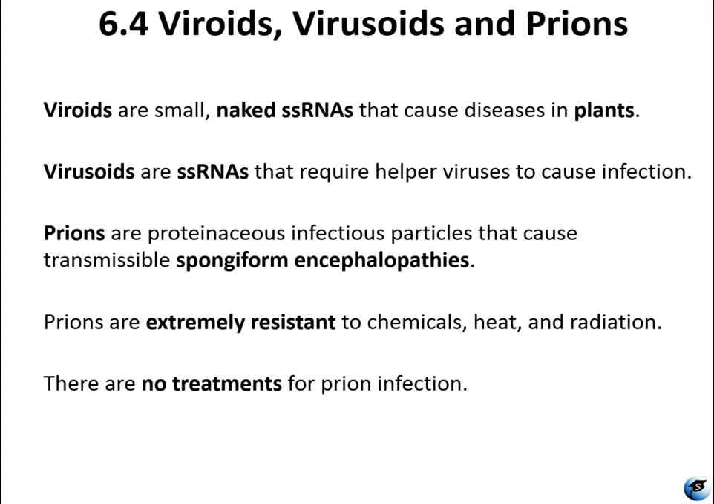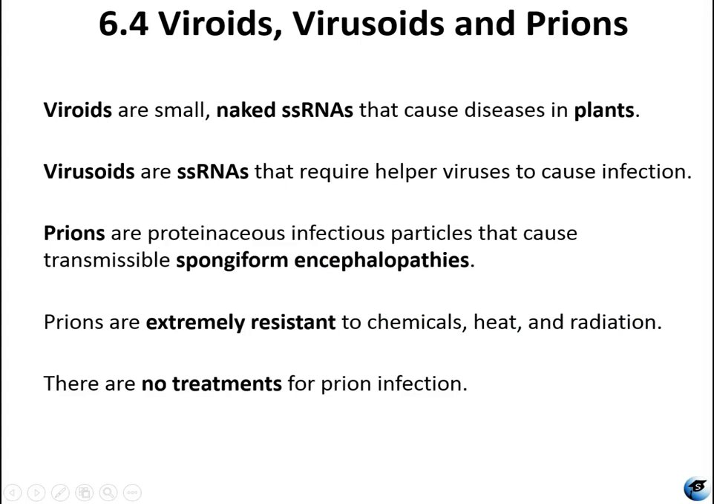Viroids are very small, I mean, even smaller than viruses, and they are naked, single-stranded RNAs. In other words, they don't have a capsid, and these cause diseases in plants. Virusoids are single-stranded RNAs that require helper viruses in order to cause infection. So they actually need other viruses that they kind of piggyback onto in order to cause infection. And think of it this way, when it says cause infection, really what it means is that it needs not only host cells, but it needs another virus to help it enter a host cell in order for it to replicate its genetic material. And then prions, they're proteinaceous infectious particles that cause a disease called spongiform encephalopathies.